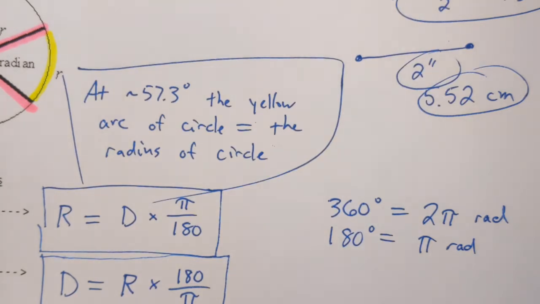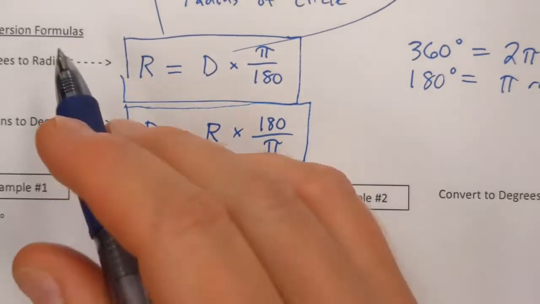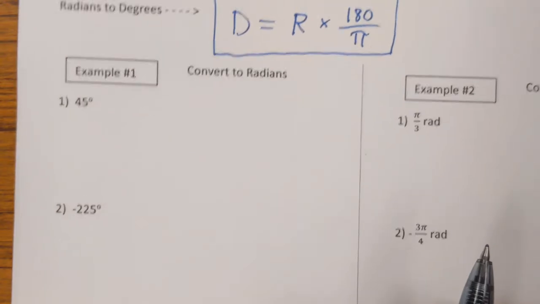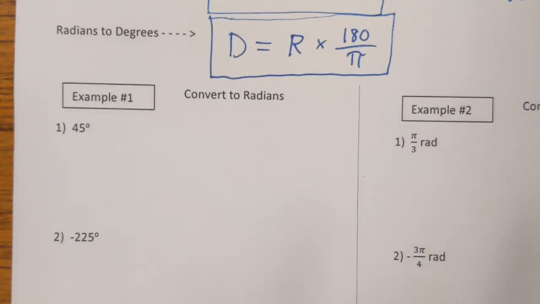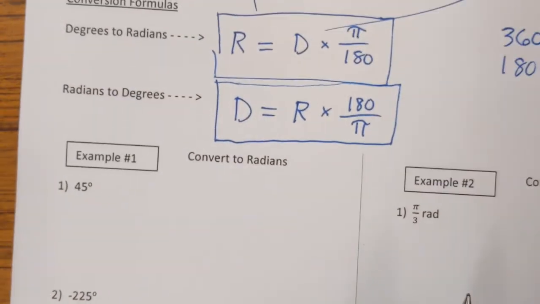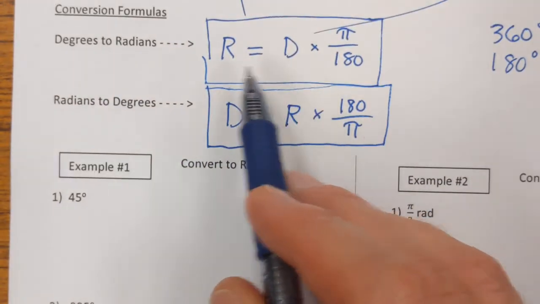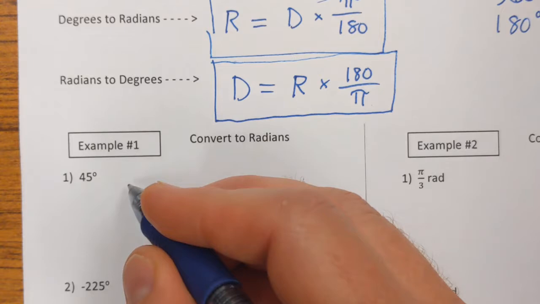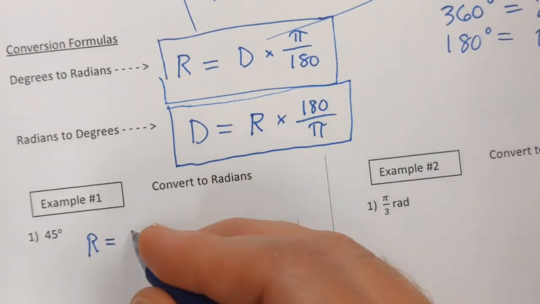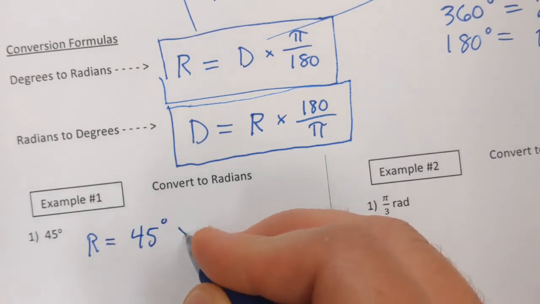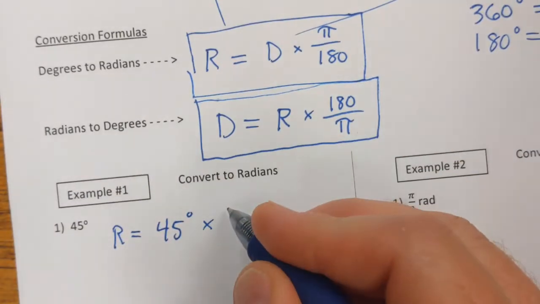Okay. Let's get into some examples then. So I have my formulas here. Over here, these are written in degrees. Let's convert them into radians. So 45 degrees. If I want to go from degrees to radians, I'm going to use this first formula. I'm going to say radians is equal to the degrees times pi over 180.